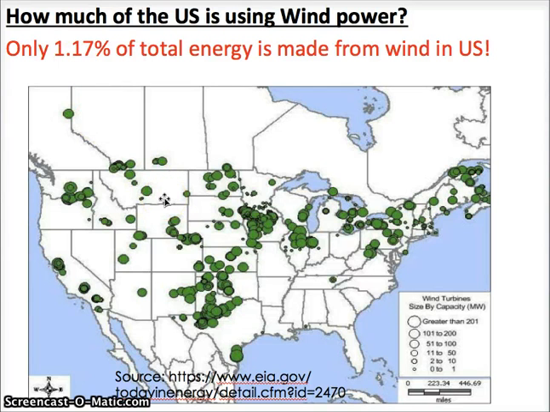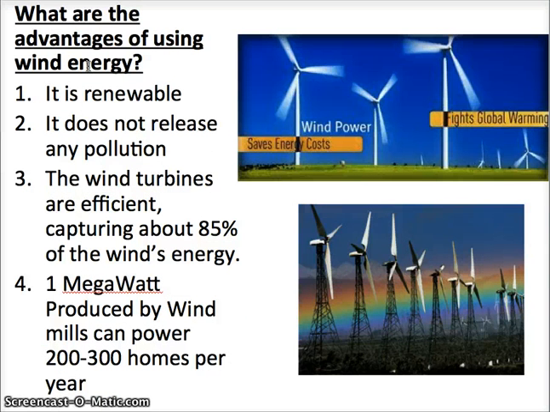This is a map of the United States where wind power is most commonly used, and you can see the center of the United States is where the wind power is most common. Not so much in the coast. We have some in California, not a lot compared to the central states. And it only accounts for 1.17% of total energy in the United States. Very little.